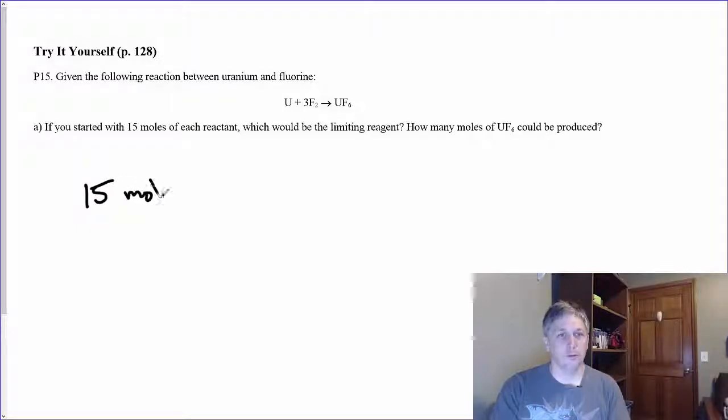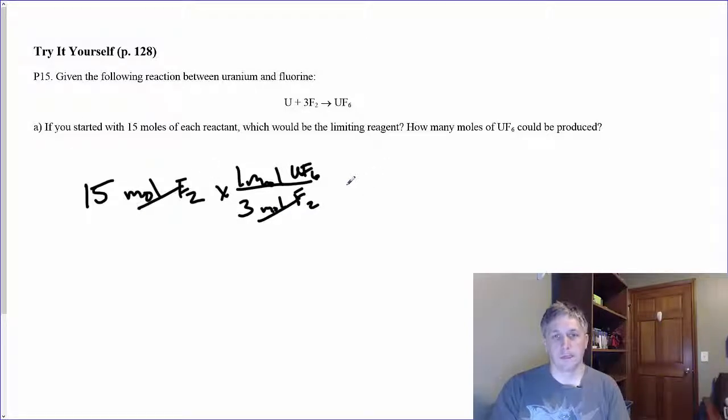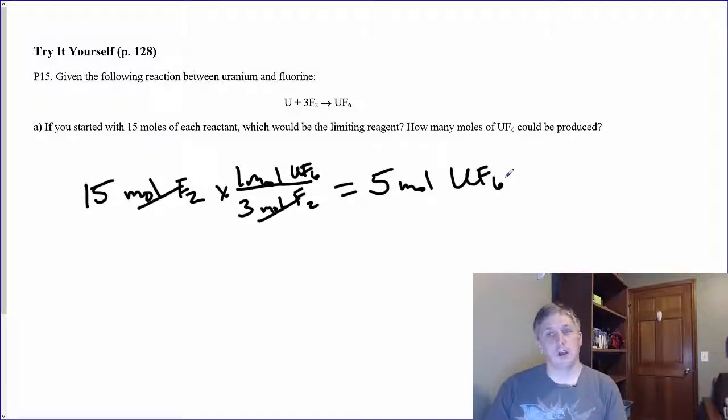So again, it's another mole-to-mole conversion. So you have 15 moles of fluorine. We know all of it's going to react. And according to our reaction, it's going to be 1 mole of UF6 for every 3 moles of fluorine. So that means we should get 5 moles of product from this reaction.